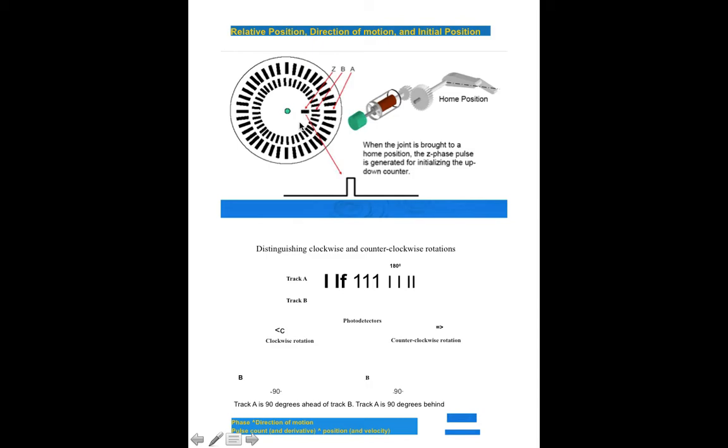If the light from the light emitting diode passes and falls on the light receiver or light receptor, we can understand that it produces a signal like this. So we can easily understand the home position of the system, how it is situated. The next one is the middle track, which is represented as B, and the outer track is represented as A.